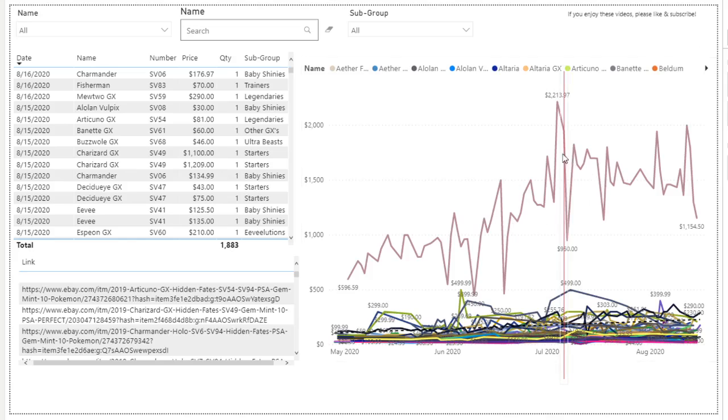You could see this red line over here. This represents the July 6th announcement that the tins for Hidden Fates were going to be reprinted. And you can see that essentially it's plateaued.